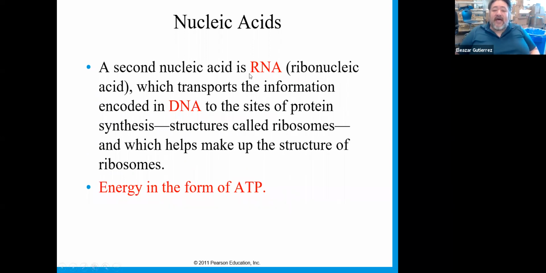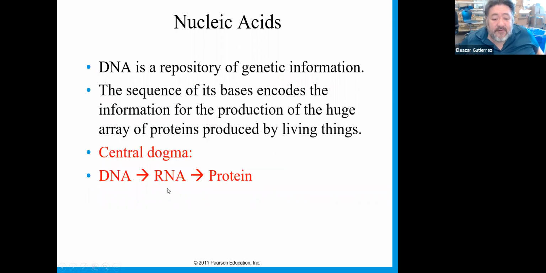We have a second nucleic acid, which is RNA, the messenger RNA. Again, that's the guy responsible for transferring information from the nucleus and from DNA.